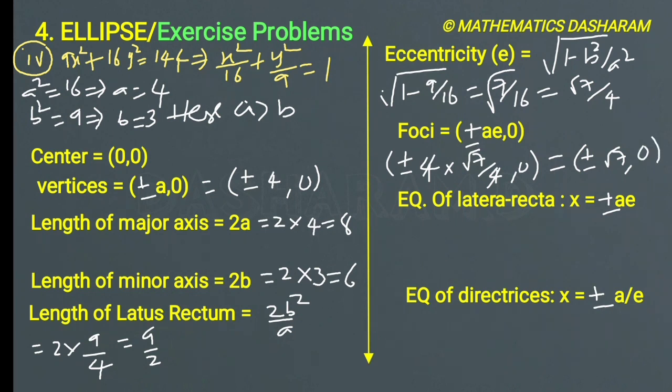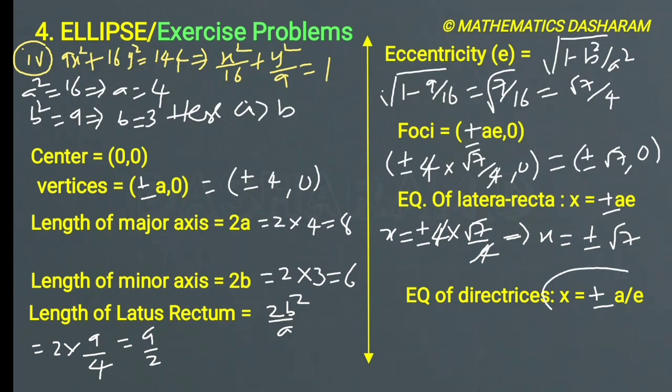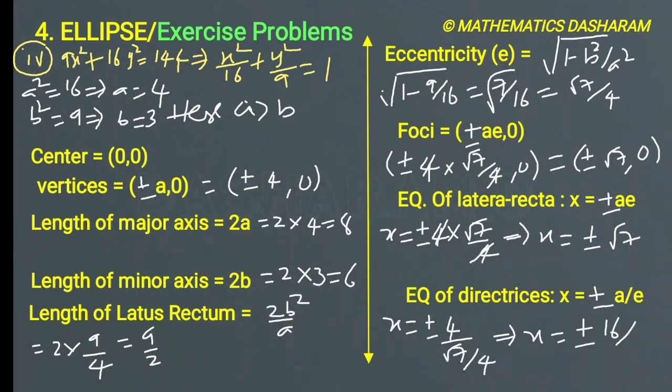Next, the equation of the latera recta, that is x equals plus or minus ae. So x equals plus or minus a value 4 into e value root 7 divided by 4. So here 4 cancels, then x equals plus or minus root 7. Next, the equation of the directrices, that is x equals plus or minus a by e. So then x equals plus or minus a value 4 and e value root 7 divided by 4. Then it implies x equals plus or minus 4 4s are 16 by root 7.